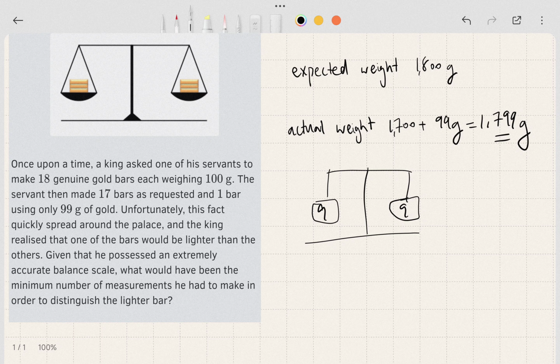And because there is a presence of a defect, what he would see is one of the sides would go down. The side that's up is lighter than the side that's down. So out of those 9 gold bars, there's going to be one gold bar that is 99 grams. So this is the first test.